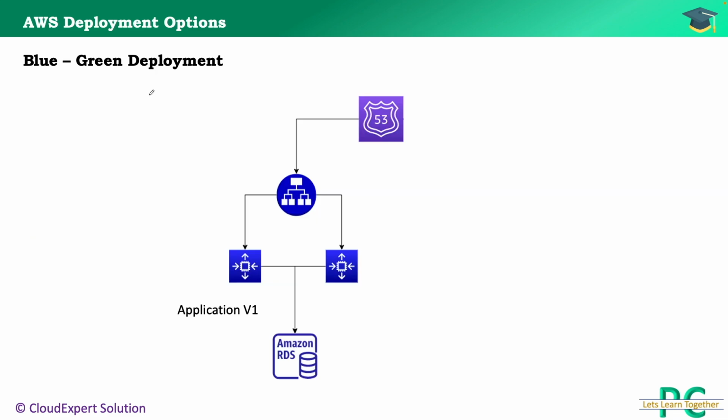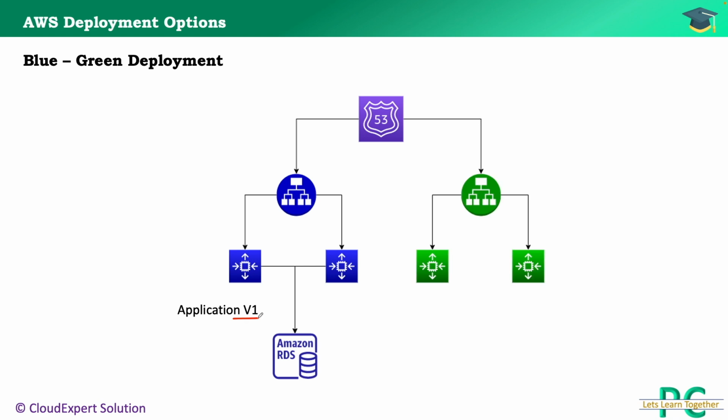Moving to the next deployment option, blue-green deployment. Under blue-green deployment, we consider the existing environment as a blue environment. Let's assume this is our application version 1, which is the blue environment. Now in blue-green deployment strategy, we create 2 separate but identical environments: one environment with the existing application and the second environment with the new version of the application. So your existing application is called the blue environment and the environment with the new version is called the green environment.